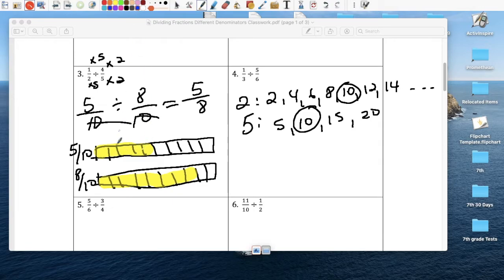Let me change colors here. 1, 2, 3, 4, 5. So you came and you said, I want 8 over 10, but I said, sorry, I can only give you 5 over 8. Okay.